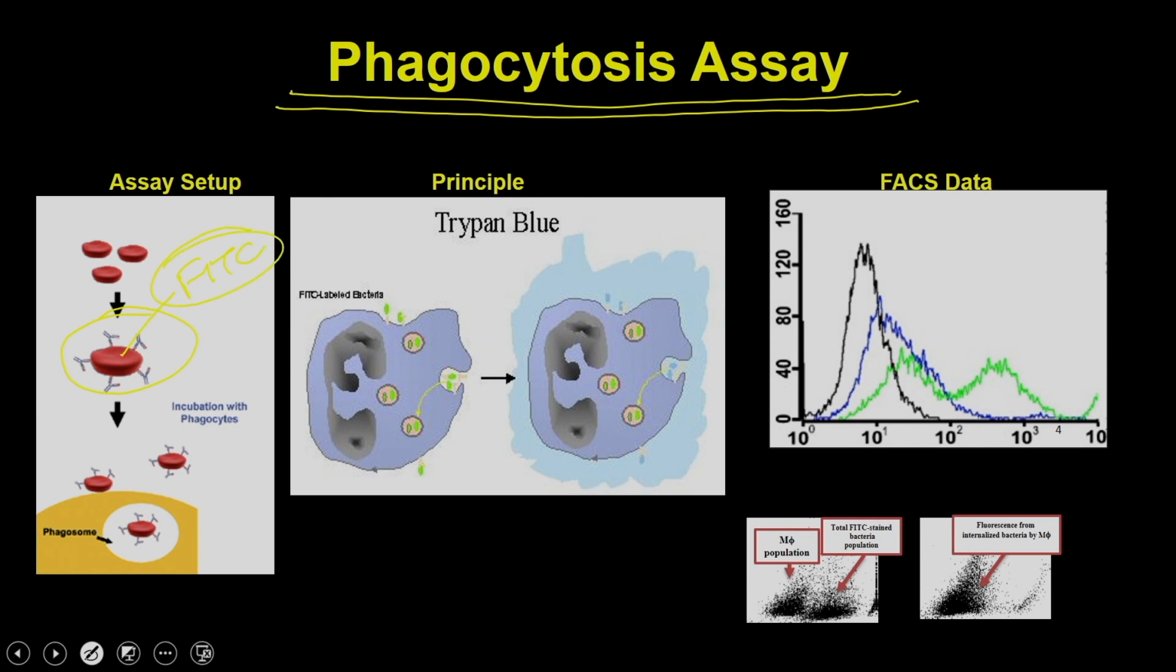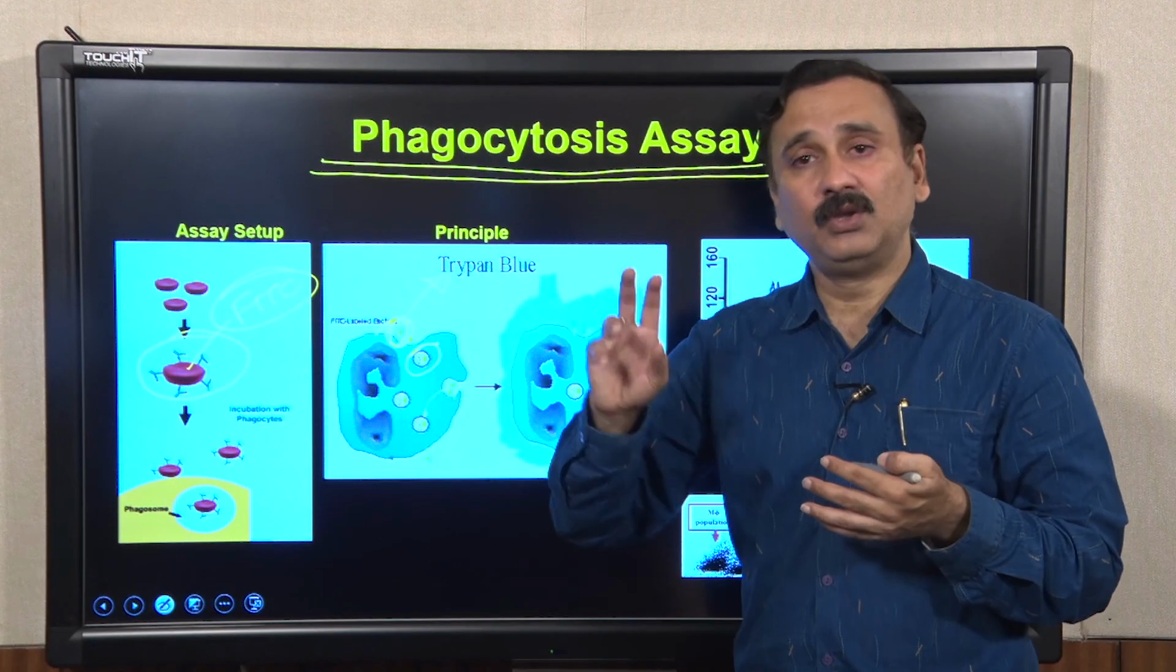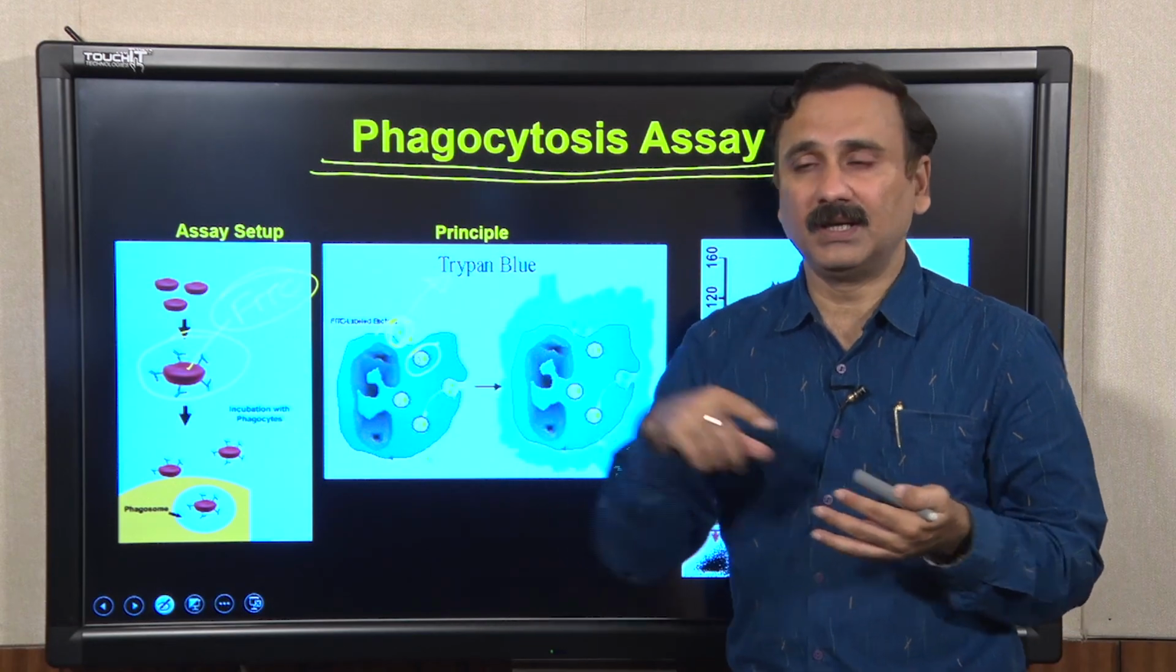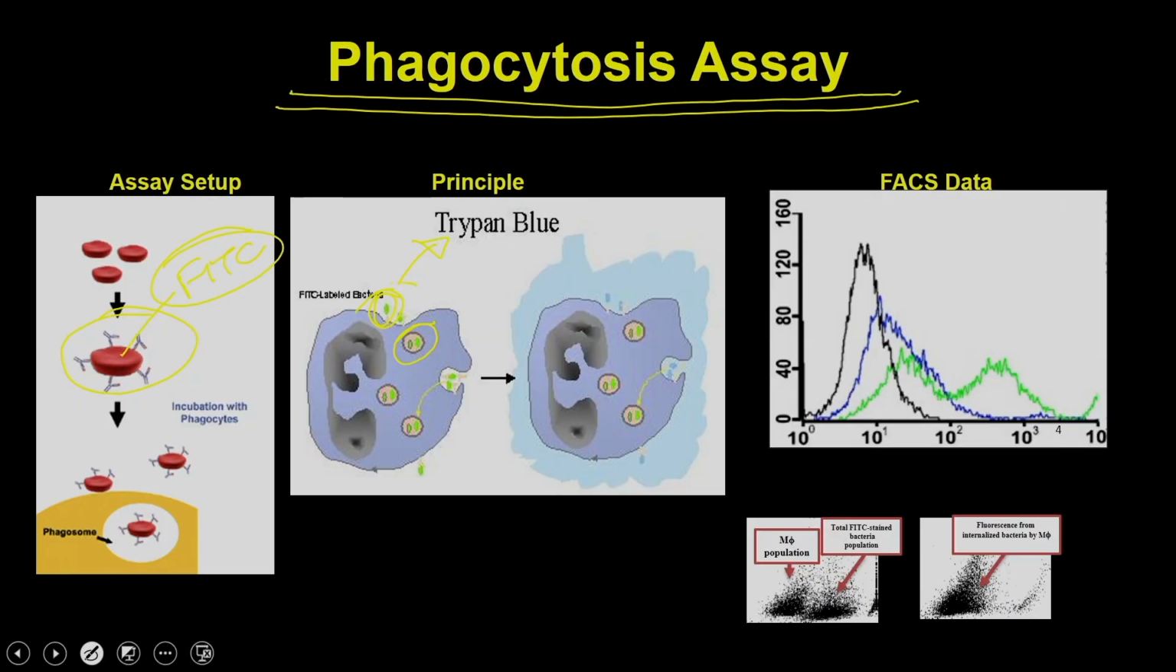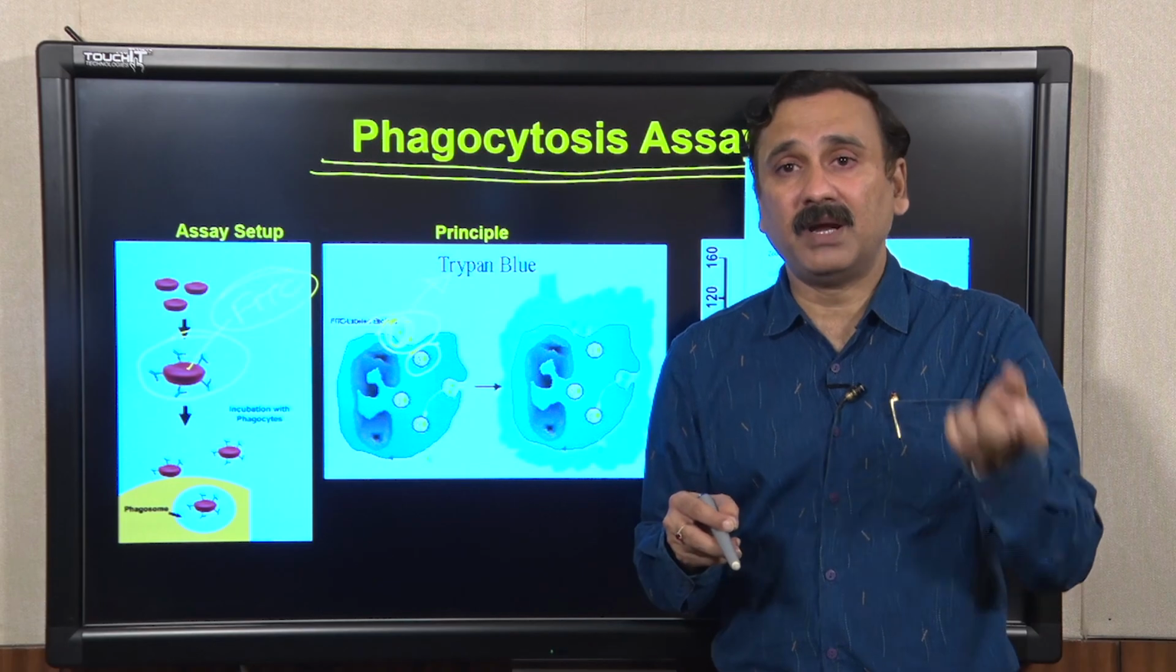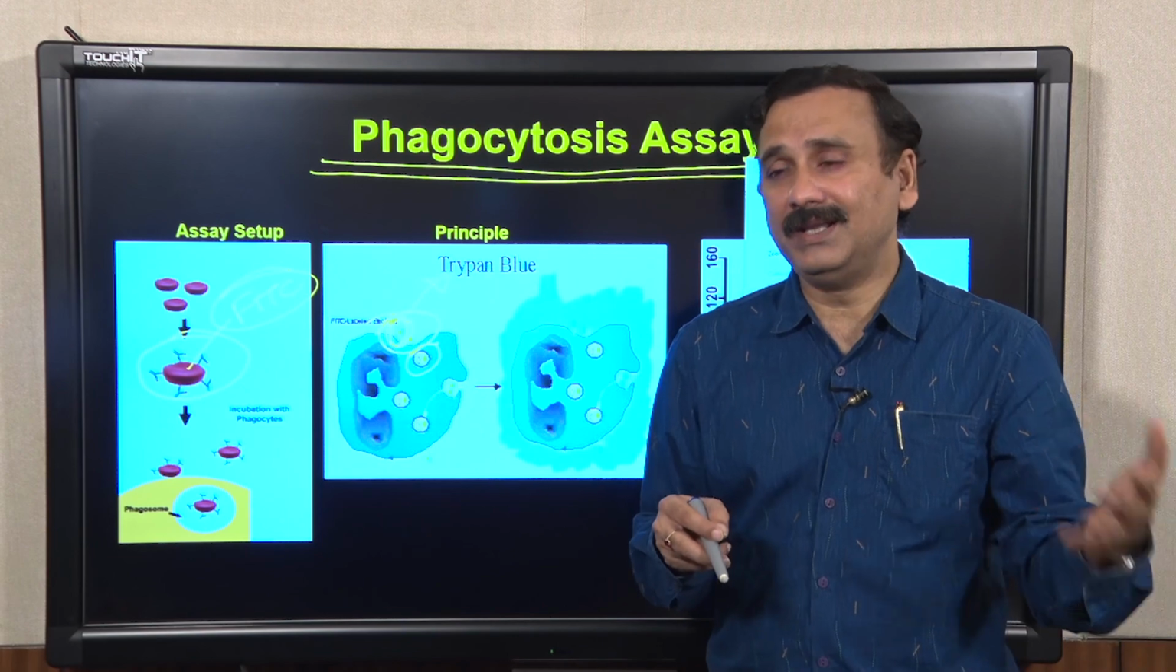So, when these FITCs are present, you can have two conditions where the particle is present outside or the particle is present inside. When you have a particle outside, it is very sensitive to trypan blue, because trypan blue is a very good quencher for FITC. So, it is not going to allow the FITC to give you the signal, and that is how you can discriminate the amount of particle present outside from the particle present inside, because you know that trypan blue will not enter into the healthy cells.